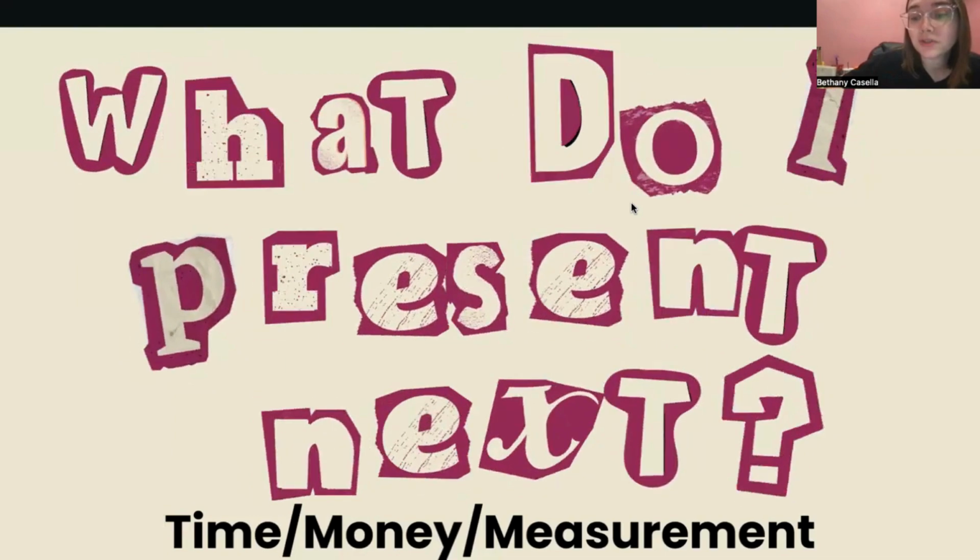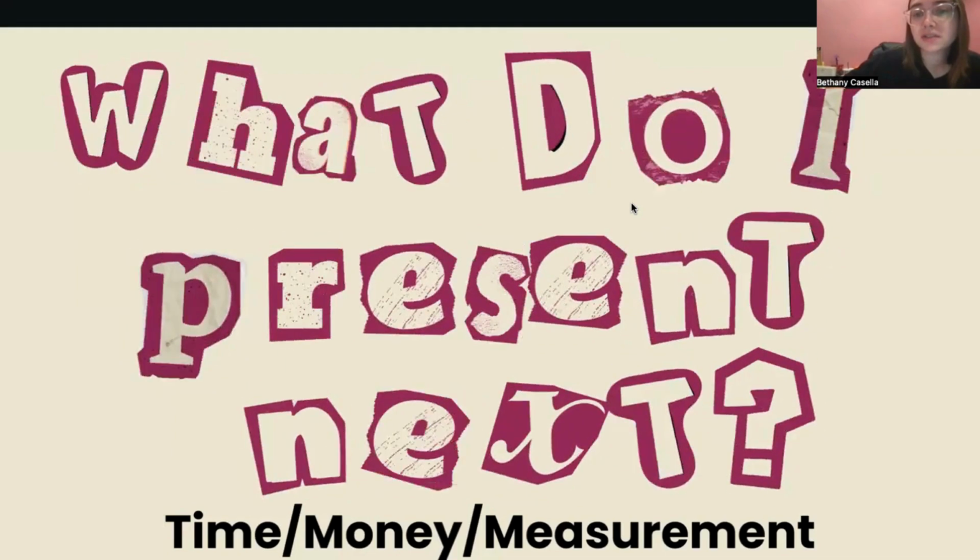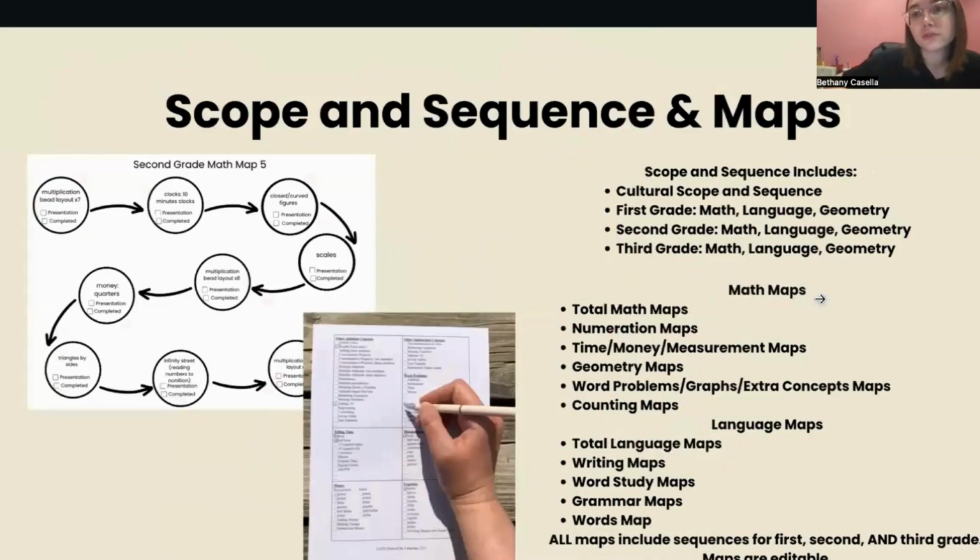Time, money, and measurement. This is a brief overview of the maps I made and my scope and sequence. I don't tell you these specific things in order in which to go. I'm just telling you what to present in a little bit of order. But with the time, money, measurement, it's basically groups of what I like to present to each grade level. And as you'll see, it's a lot of review as well. So I will talk briefly about my scope and sequence and maps.